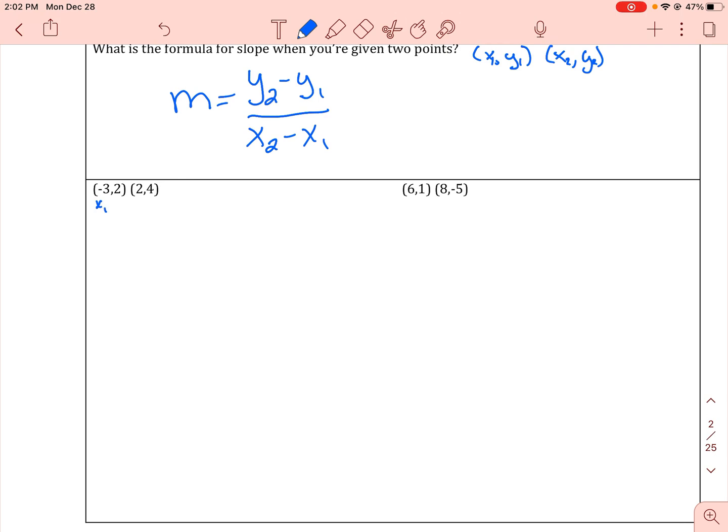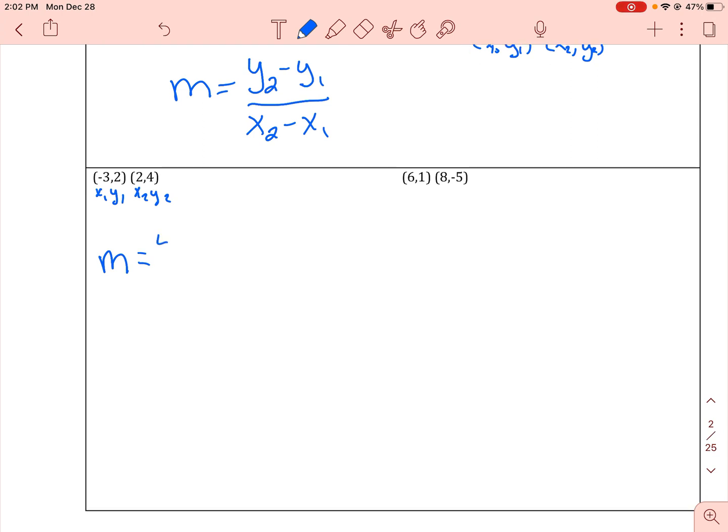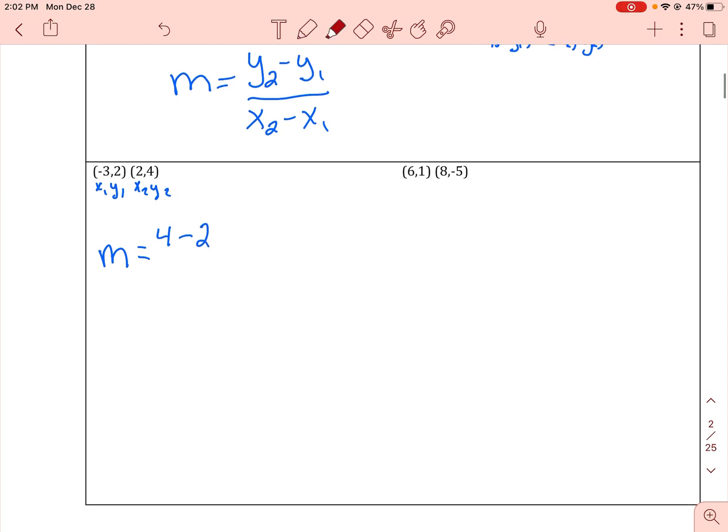So here, x1, y1. Again, there's always one x and one y in every single coordinate. Whenever you see parentheses, that means that is a coordinate, and there will be an x and a y. So x2, y2. So if I follow my formula here, my y2 is 4, and I'm going to subtract my y1, which is 2. 4 minus 2.